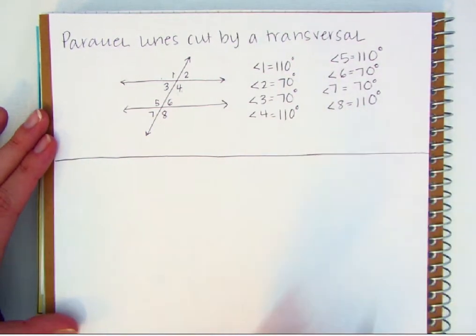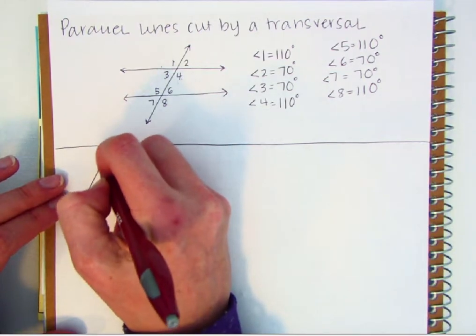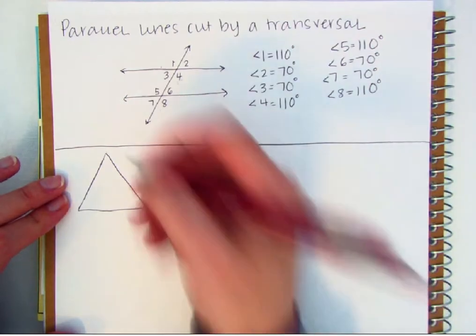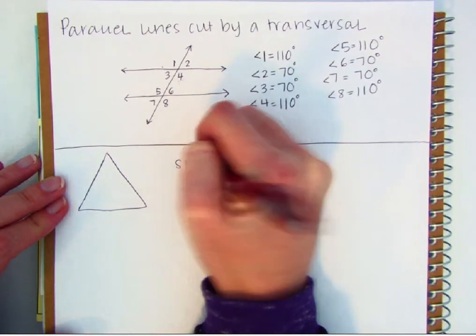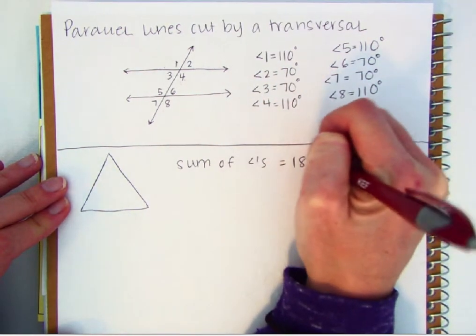Okay, last but certainly not least, we learned about two other things, and those were interior and exterior angles of a triangle. So we know that in a triangle, the sum of the angles is equal to 180 degrees.